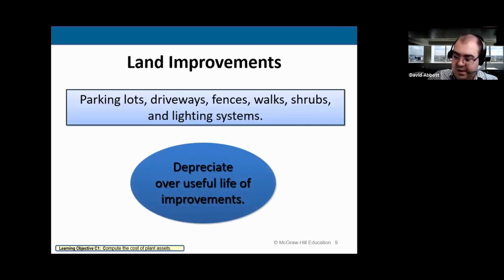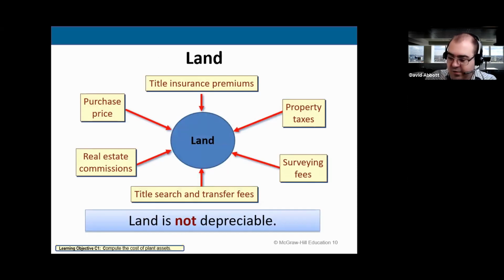Land improvements. Land improvements are additions to land and have limited useful lives. Examples are parking lots, driveways, walkways, fences, and lighting systems. Costs of land improvements include the cost necessary to make these improvements ready for their intended use. And then land is the Earth's surface and has an indefinite, unlimited life. Land includes costs necessary to make it ready for its intended use.